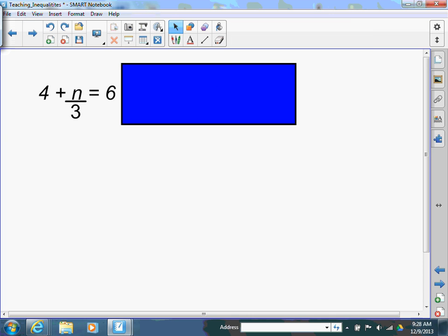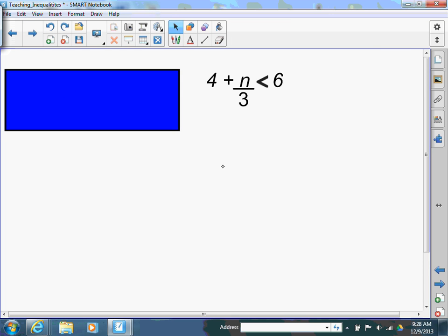Okay, let's try this one. This time you solve it without me. Any negative signs with the variable on this inequality? Huh? Nope. All right, go. You solve it without me.